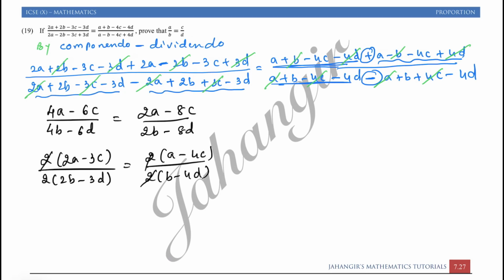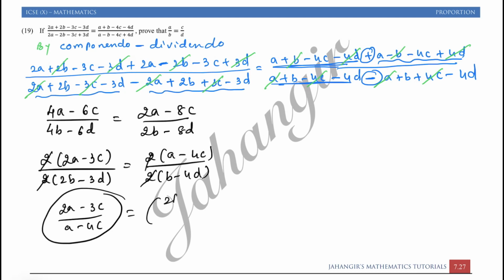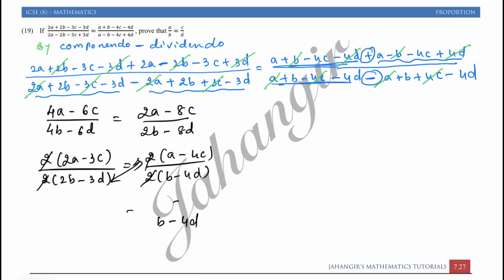This 2 and 2 will get cancelled, 2 and 2 will get cancelled. Now if you are taking alternando, so what we are getting, 2a minus 3c, a minus 4c is equal to 2b minus, this will come over here, we are swapping the places. If we do alternando, then again we can't do componendo dividendo in this case, because numerator and denominator don't have the similar values. It should have same values, but only sign should differ. So in this case I won't do alternando. Whatever is left, I will just cross multiply.